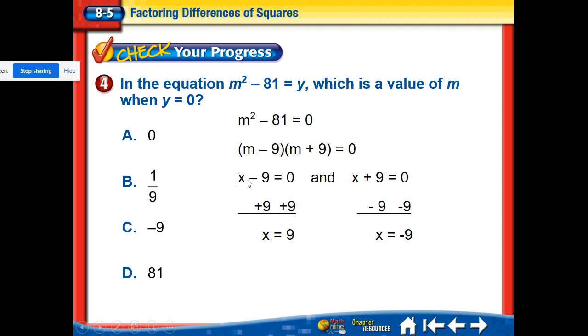Zero product property allows us to split these up. M minus 9, which gives us 9. M plus 9, which gives us negative 9. These are my two answers. They said which one of these is the answer. The only one that's up there is that negative 9.